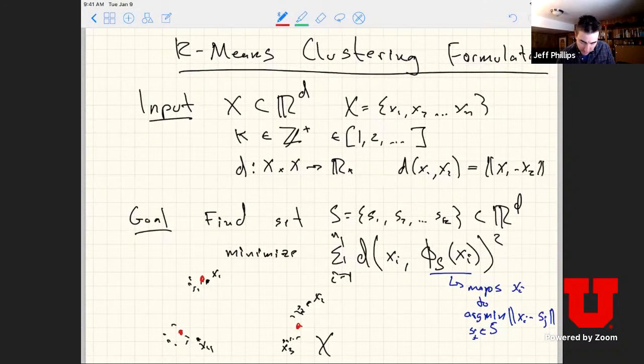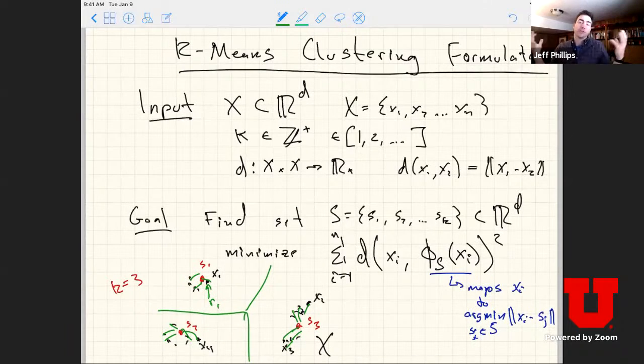If k is equal to 3, S1, S2, S3, and then basically there's this Voronoi diagram structure here, which says I map every point onto its closest center, right? And I'm looking at all of these residuals. This residual would be R1, and I want to square all those and minimize the sum of those squares, right? So that's what the formulation is. I need to find these 3 sites.